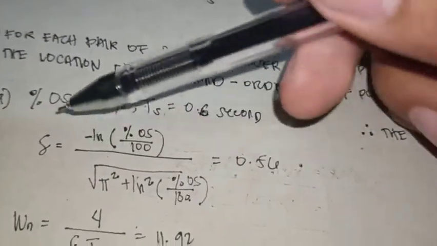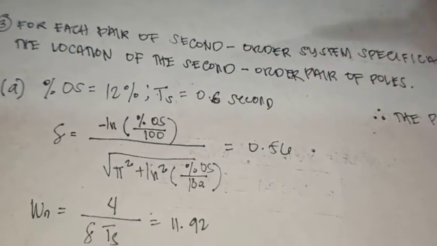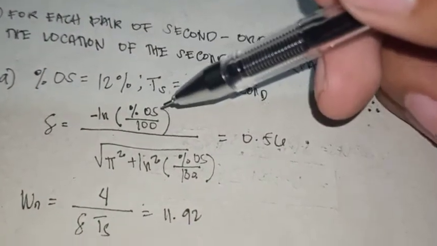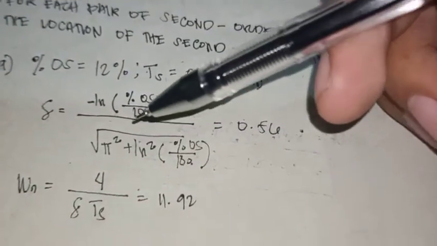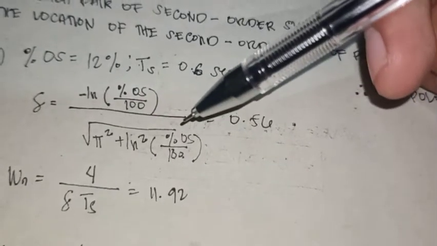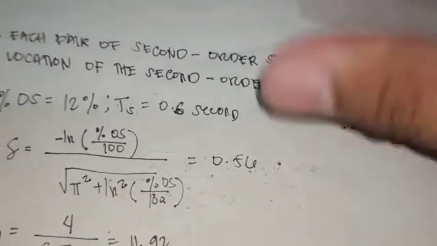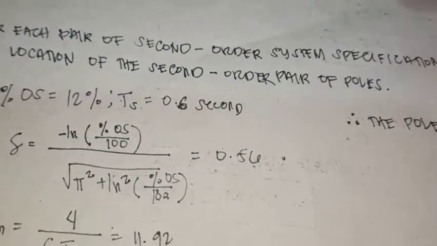The formula is damping ratio equals negative ln of overshoot percentage over 100, over square root of pi squared plus ln squared of overshoot percentage over 100. So, we plug in the overshoot percentage, and we get 0.56.